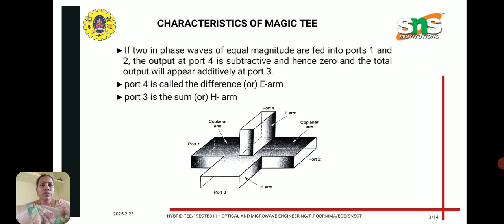If two in-phase waves of equal magnitude are fed into ports 1 and 2, the output at port 4 is subtractive and hence 0, and the total output will appear additively at port 3. Port 4 is called the difference arm or E arm. Port 3 is the sum arm or H arm.